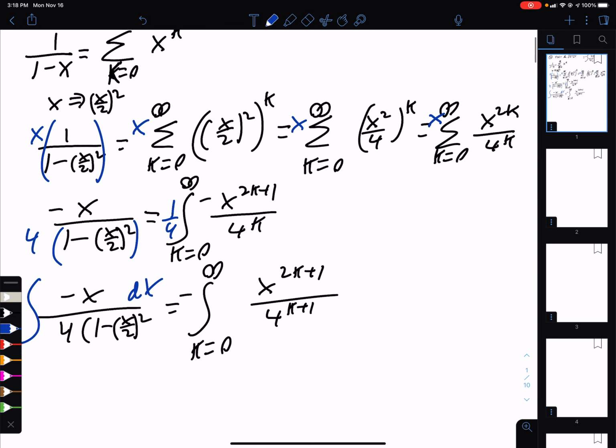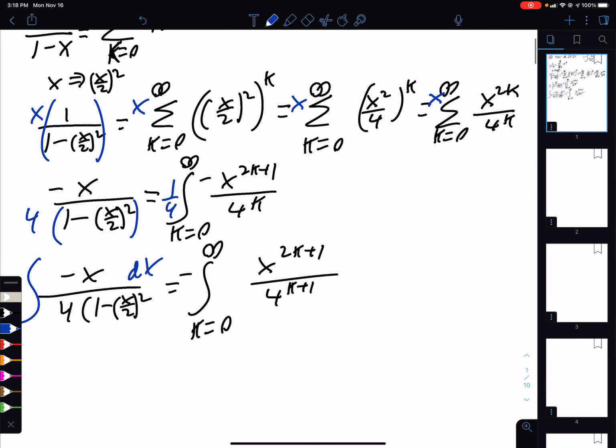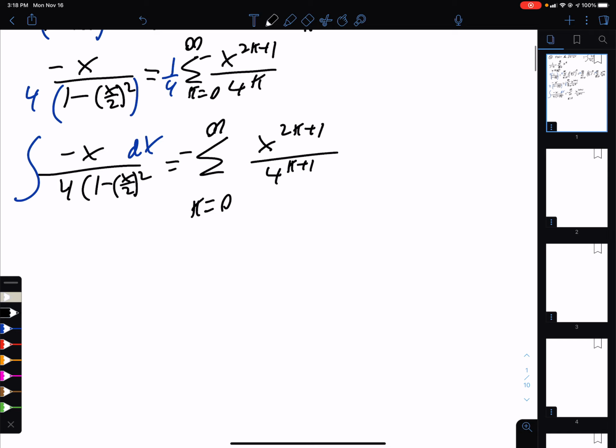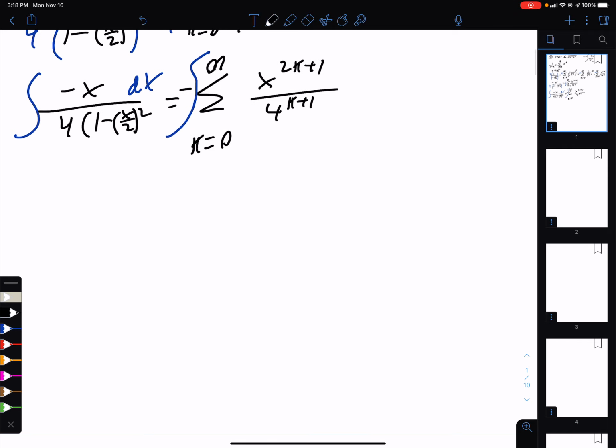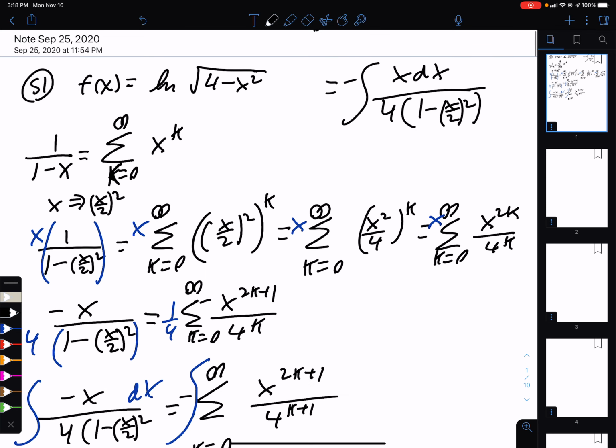Oh, on the right side, I accidentally, wow, that's sad. These are all summations, not integrals. Okay, we're going to integrate both sides. And the left side, because of all the work I did earlier, is this.